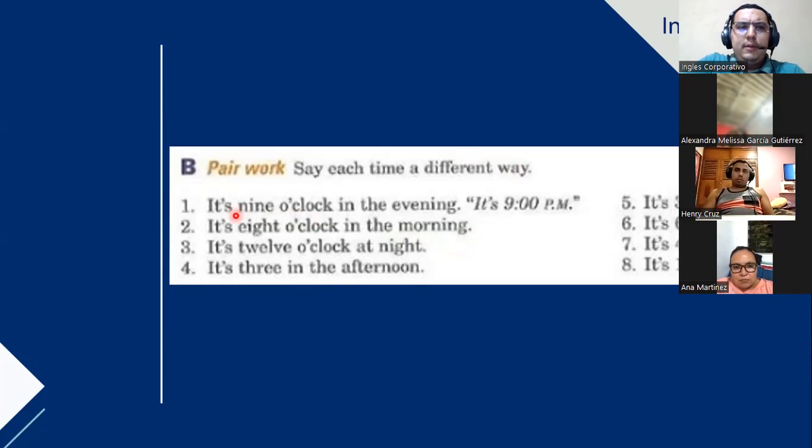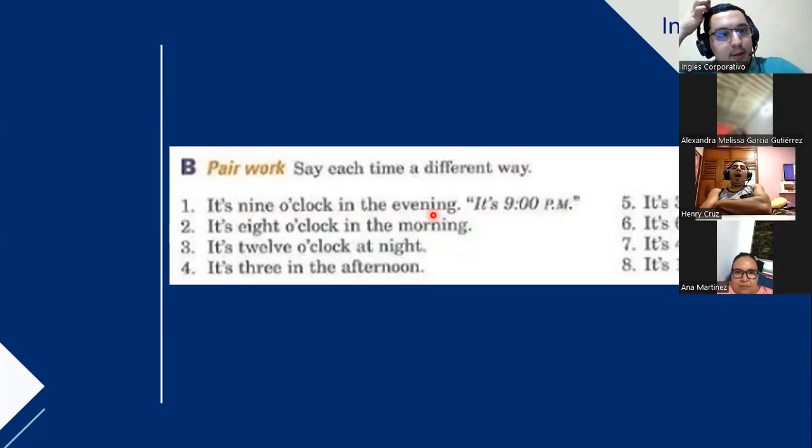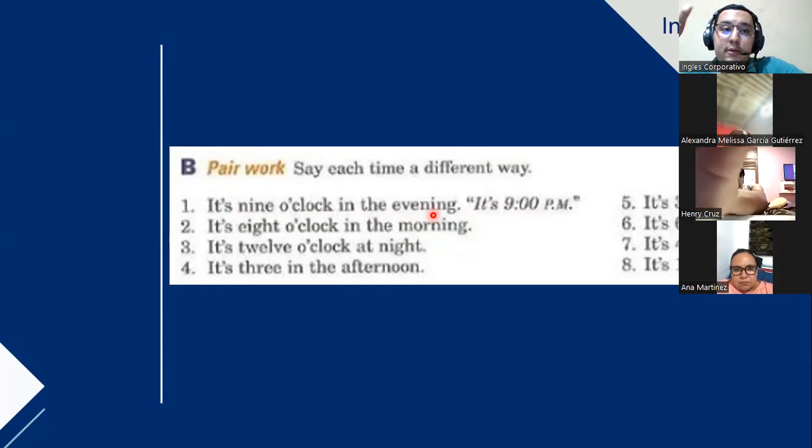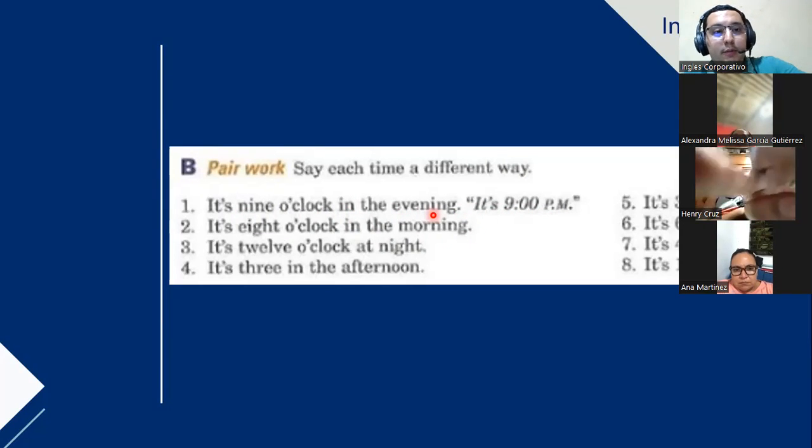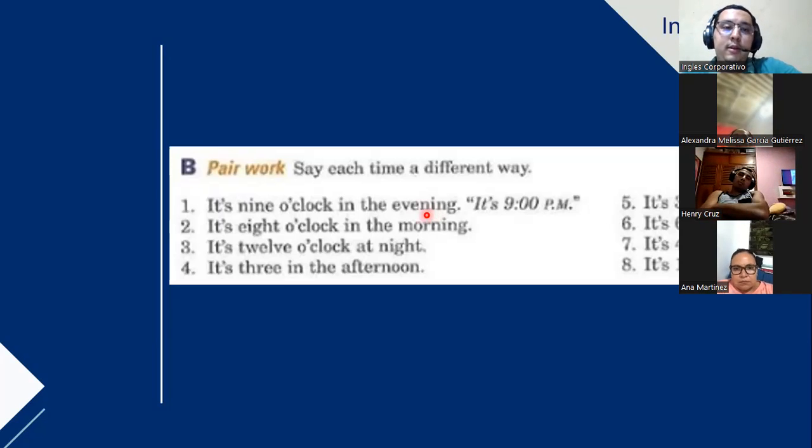Okay, now we have this one. It's 9 o'clock in the evening. We have one example right here. It's 9 p.m. Because remember, guys, in the evening is when it is becoming dark. It is getting late also, and that's why we are going to use p.m. Because a.m. is for the morning, p.m. is for, in this case, evening and even at night.